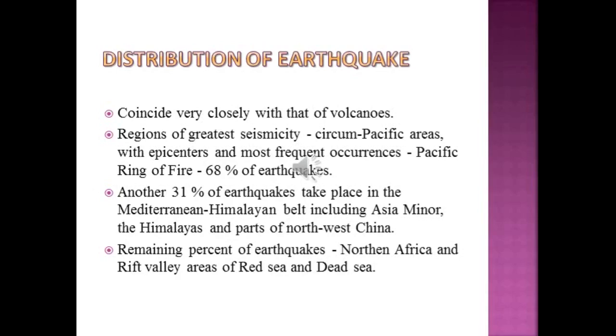Regions of greatest seismicity are circum-Pacific areas with the epicenters and the most frequent occurrences along the Pacific Ring of Fire. The most frequent occurrence of earthquake activity was in circum-Pacific areas, especially the Pacific Ring of Fire. Totally 68% of earthquakes occur in this belt, the Pacific Ring of Fire belt.